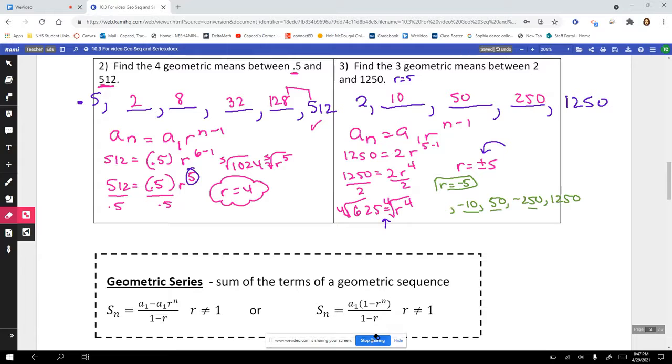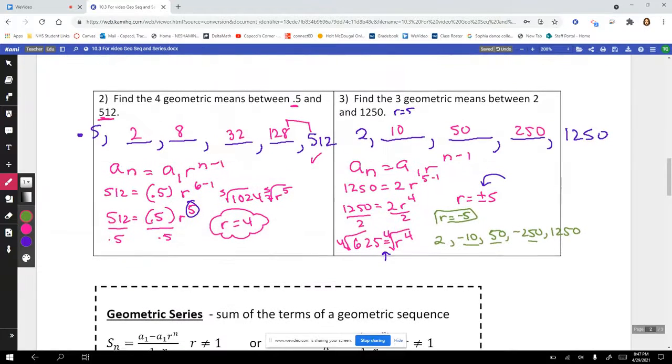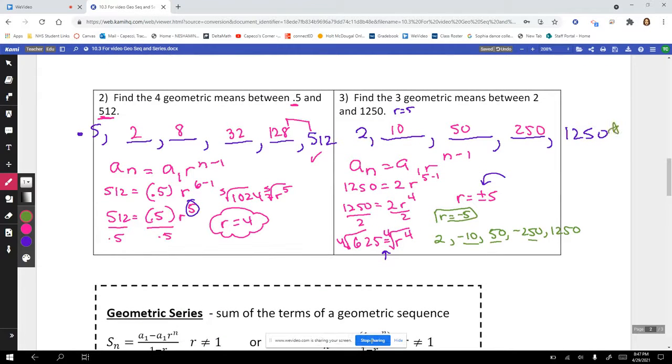Let me fix that too. It doesn't look very good. Okay, so in this case, you would have to use both. You would have to show both sets of numbers, both sequences there. Okay, all right, that's dealing with the sequence.